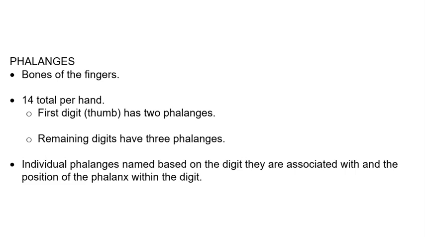The phalanges are the bones of the fingers, and there are 14 total per hand. The first digit, which is the thumb, has 2 phalanges, while the remaining digits have 3 phalanges. The individual phalanges are named based on the digit that they are associated with and the position of the phalanx within the digit. The term phalanx is the singular form of the word phalanges.